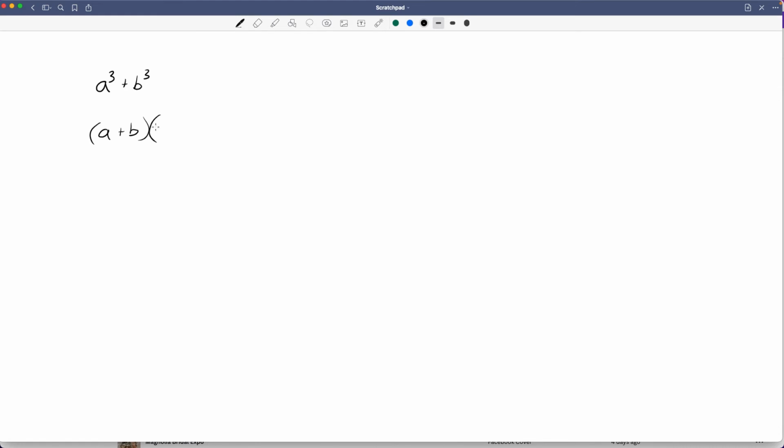times a squared minus ab plus b squared. That's how we factor a cube.